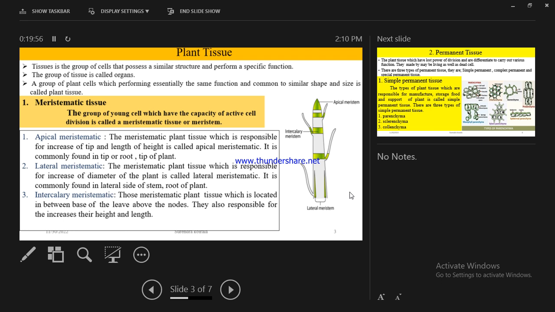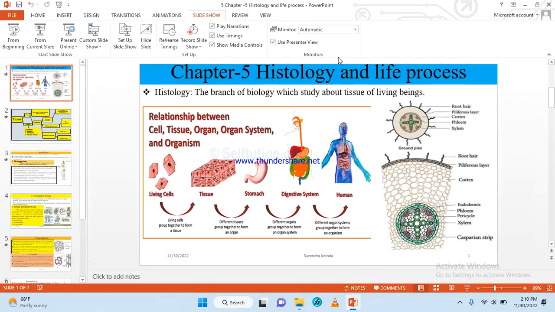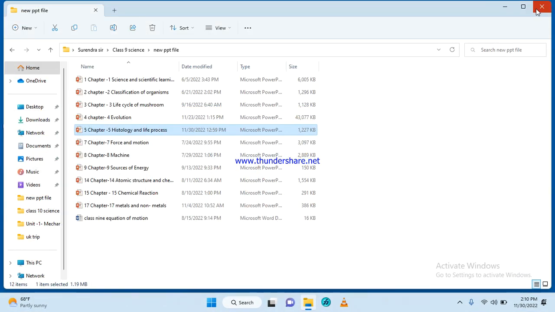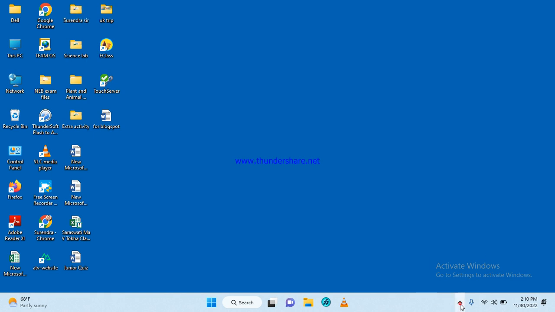Similarly, intercalary meristematic tissues are those meristematic plant tissues which are located between the base of the leaf above the nodes. The group of cells and tissues in the middle between the nodes where leaves are produced is what we call intercalary tissues. They are also responsible for the increase in their height and length. It is highly responsible for increasing their height and length. This was today's topic, and we will discuss more in the next class. Thank you, class.